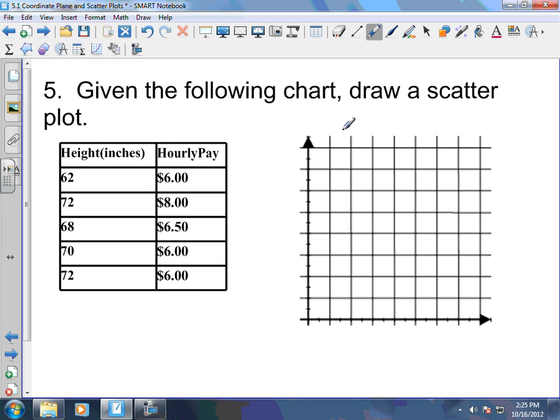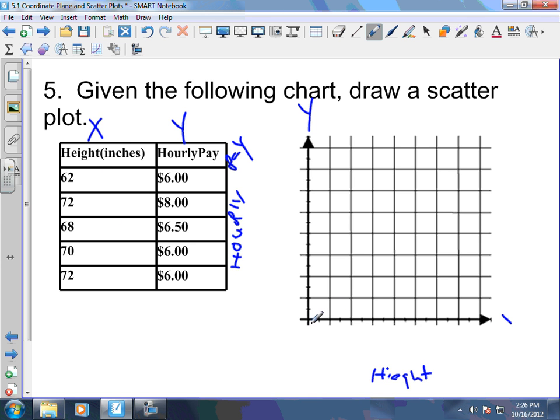Now we're going to make a scatter plot. This is your x-axis. This is your y-axis. The first column here is my x values. These are my y values. So down here I'm going to write height. Over here I'm going to write hourly pay. Okay? Now, my x values have to go on the x-axis.